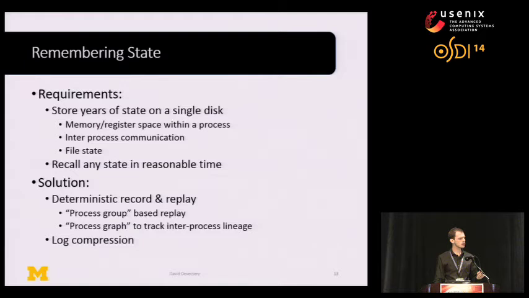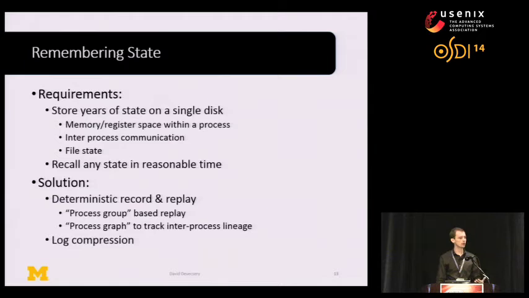So, what does Arnold have to remember? Well, Arnold has to remember years of state, and we want to remember it all on a single disk. But not only do we want to remember the state, we want to be able to query any of the state in a reasonable time. So that's going to dictate how Arnold remembers the state. Arnold needs to remember memory and register states, file system states, and inter-process communication.